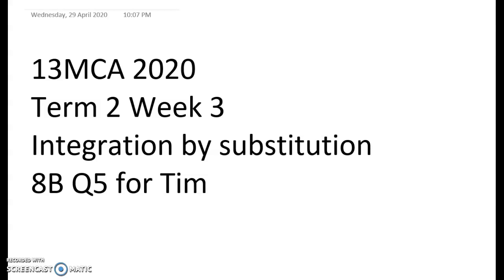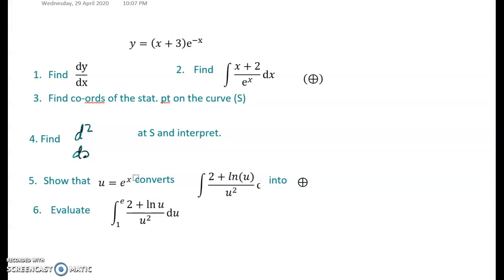Kia ora Year 12. This is question 5 from exercise 8b, requested by Tim, and it's a really nice old exam question that's got lots of different calculus skills in it. So let's have a look at the question overall before we start. We're given a function, and it's this function here. You can see that it's a product of a linear thing times an exponential.